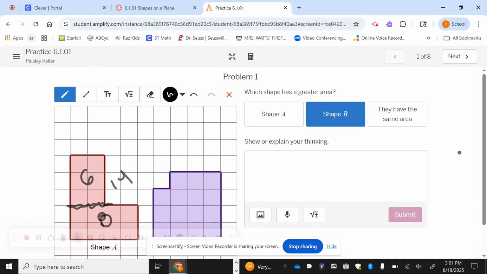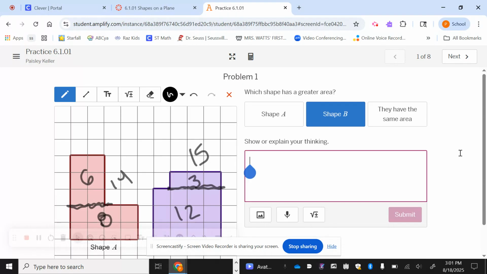For shape B, if I cut it right along there, I'm going to have a 4 by 3, which is 12 square units there. And this top part is going to have 3 square units, so a 3 by 1, which is a total of 15 square units. So I'm hoping that you see that definitely shape B has the greater area, and then I'm going to need to explain my thinking.